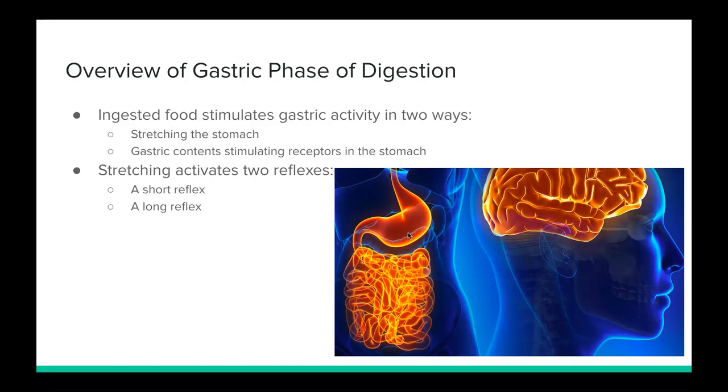So here is an overview of the gastric phase of digestion. This is where ingested food stimulates gastric activity in two ways, by stretching the stomach and by gastric contents stimulating receptors in the stomach. And then the stretching of the stomach actually activates two reflexes, which is a short reflex and a long reflex. In the short reflex, this is mediated through myenteric nerve plexus, and the long reflex is mediated through the vagus nerves and the brainstem.